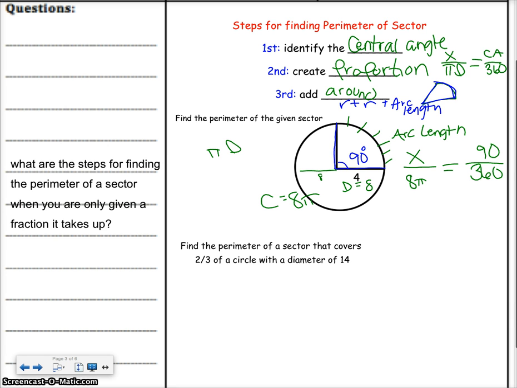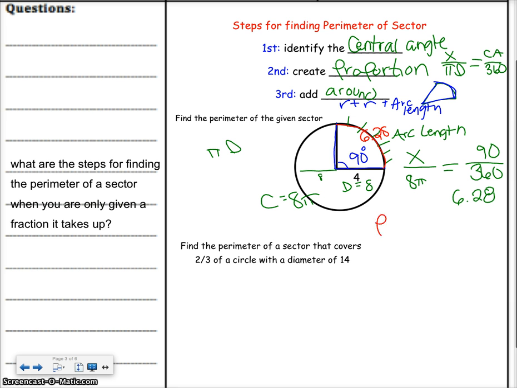Use 3.14 for pi, and then you just start plugging into your calculator. So I'll go 90 times 8 times 3.14. Remember, you multiply the diagonal numbers and divide by the number that's left over. Divided by 360 is 6.28. That is not my whole perimeter. That is my arc length. So that tells me that that 6.28 is what this section is.